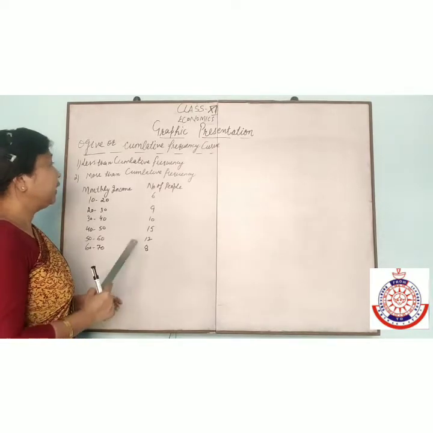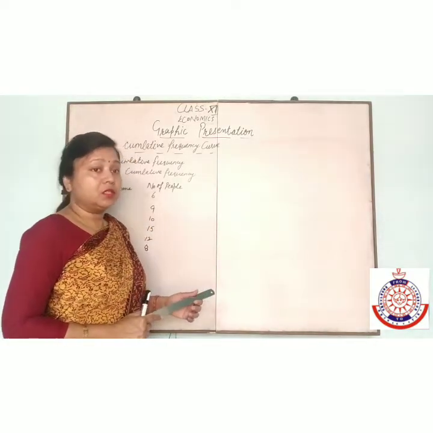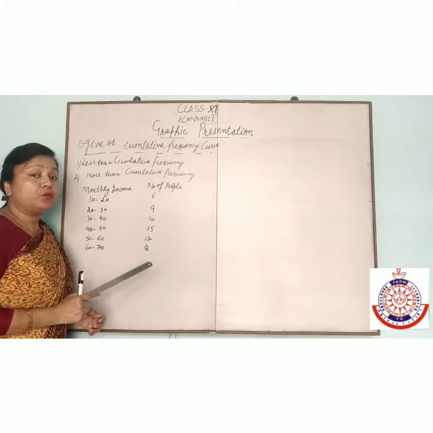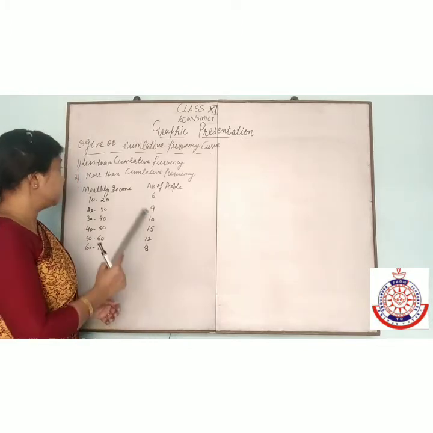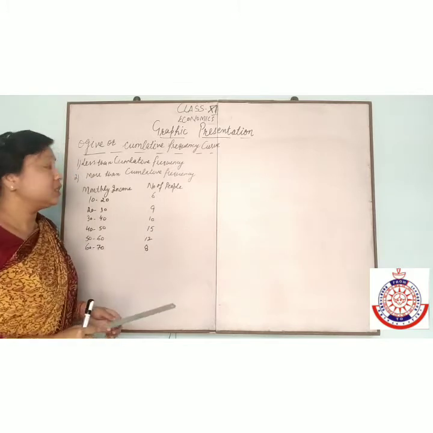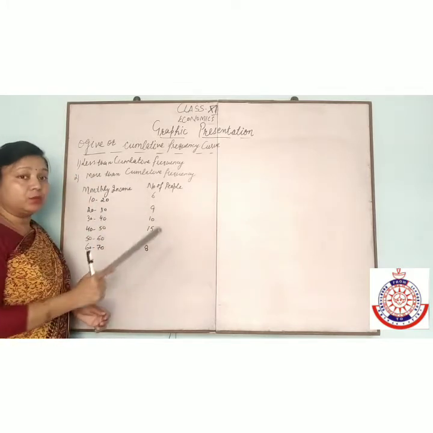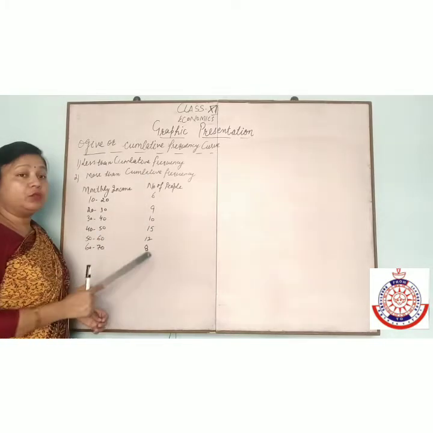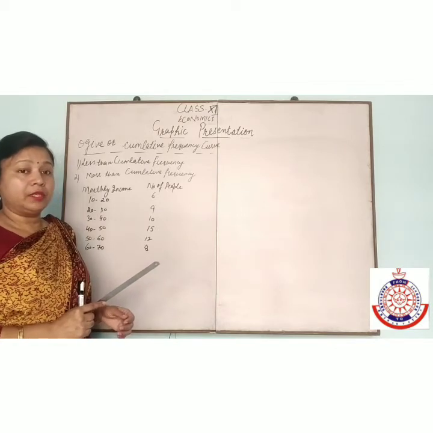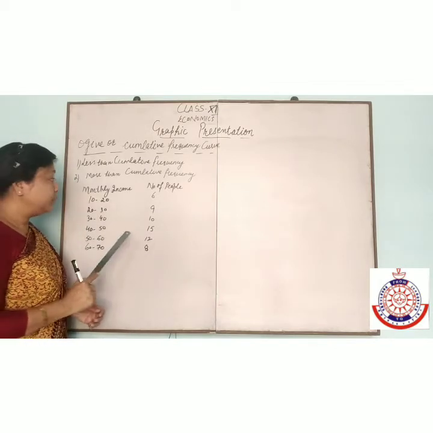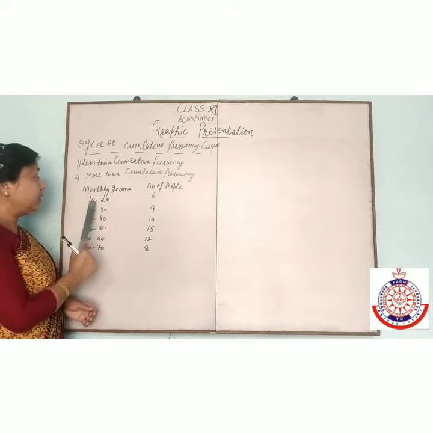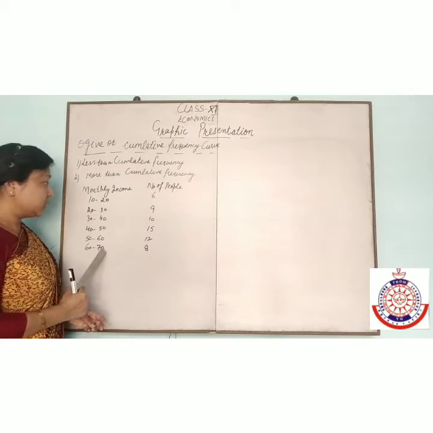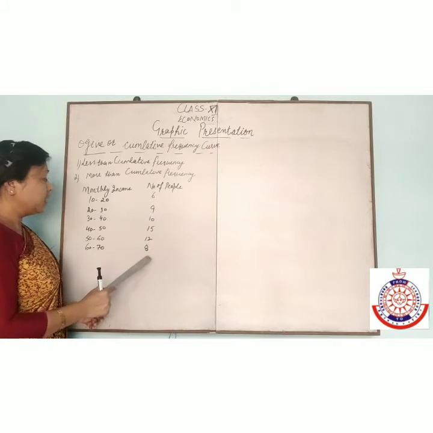The curve obtained from the cumulative frequency is known as the cumulative frequency curve. Whenever we have to draw the cumulative frequency curve, it will be a less than cumulative frequency or a more than cumulative frequency. The same data we can draw with a less than cumulative frequency or more than cumulative frequency. One by one we will see. Here monthly income is given: 10 to 20, 20 to 30, 30 to 40, 40 to 50, 50 to 60 and 60 to 70. The number of people is given here.